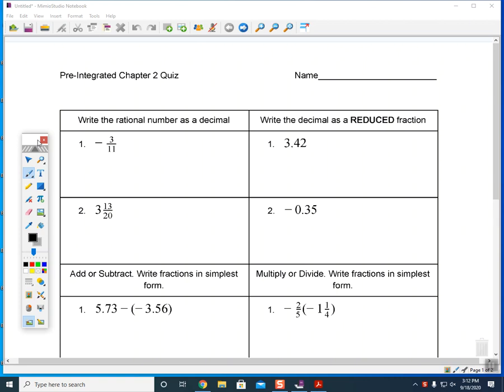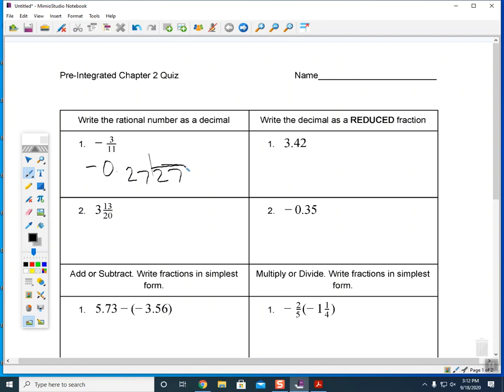My first section here says to write the rational number as a decimal. So when I do that, really all I need to do is punch this in my calculator. I'm going to punch in negative 3 divided by 11. It's going to give me a negative 0.2727, repeating. And when I get that, I can just put a line over the top, just like that.